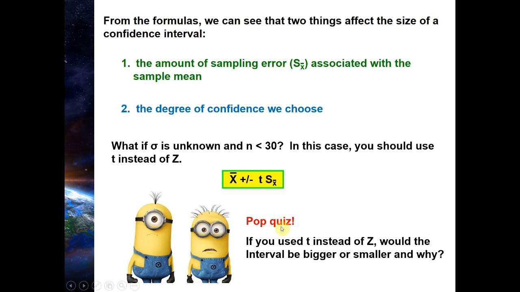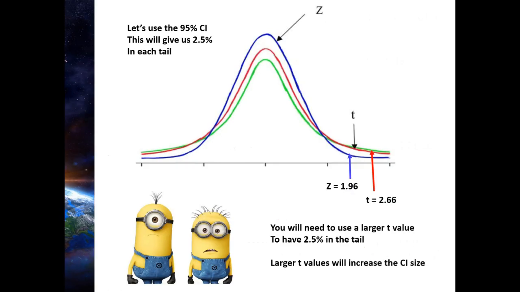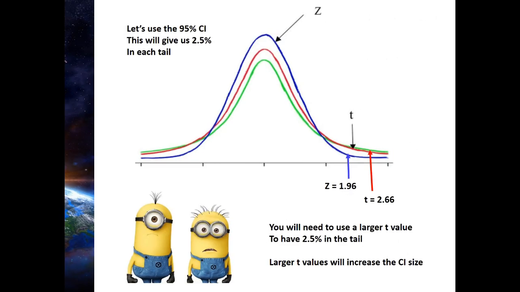So the short answer is if you have a sample size less than 30 and you use T instead of Z, your confidence interval, that interval size will be bigger than had you used the Z. All right? Probably want to write that down, but let me show you the explanation. Then maybe you're just going to be able to remember it because it'll make sense.